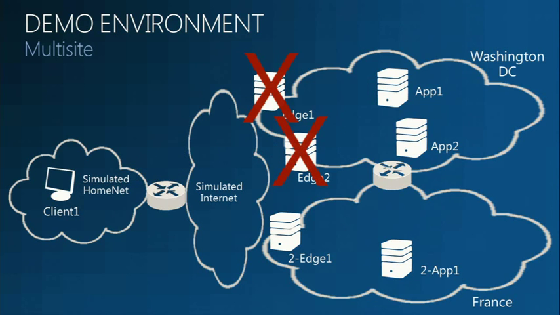Once I've failed edge 2, the next thing that's going to happen is I'm going to have to establish a new connection. But in this case, I'm basically going to use the multi-site configuration. If I had my client set to automatically detect, which we'll go do in a second, it's going to do a lookup. And it's going to see, you know what, the only server I can actually get to right now is 2-edge 1. I can only get to my secondary site. So let's go ahead and see if that works.